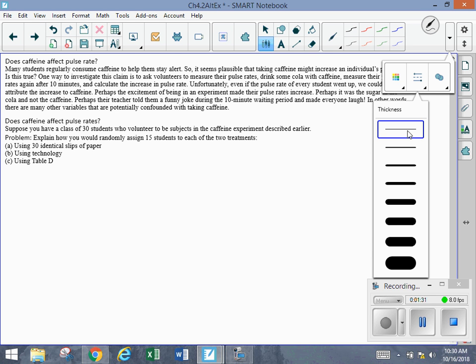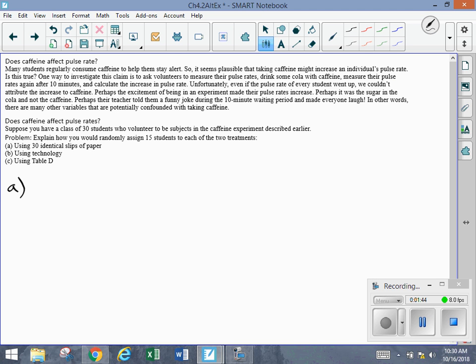I think it's easy to understand that there are all these confounding factors in experiments. I think that you guys are good at figuring this out. We do need to talk about how we would sample. We have a class of 30 students who volunteer to be subjects in the caffeine experiment. So how would we randomly assign 15 students to each of the two treatments?